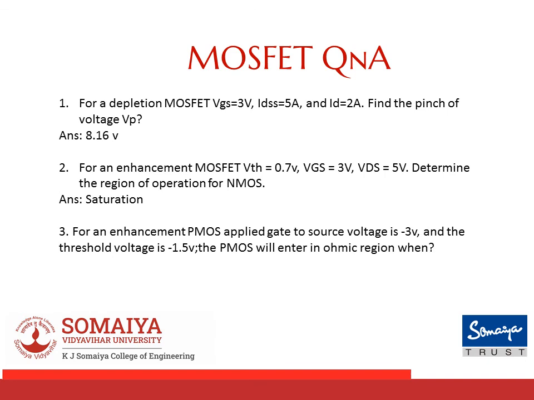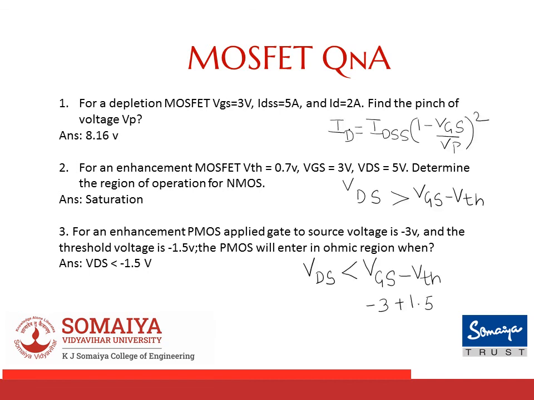Let's look on the next question. It says for an enhancement PMOSFET, applied gate voltage is minus 3 volts and the threshold voltage is minus 1.5. You have to find out the voltage after which the PMOS enters into ohmic region. So I'm going to use the same relation, that is VDS is equal to VGS minus VTH at the edge of my saturation. So that gives me for VDS less than minus 1.5 volts, my PMOS will enter in the ohmic region. These are quick equations for you to solve these 3 questions.